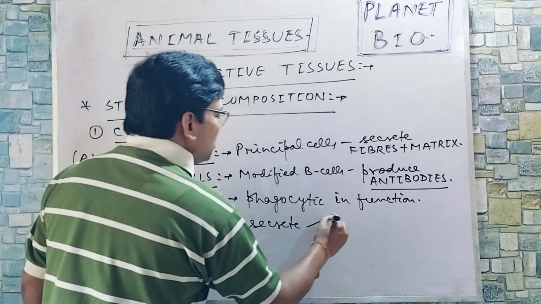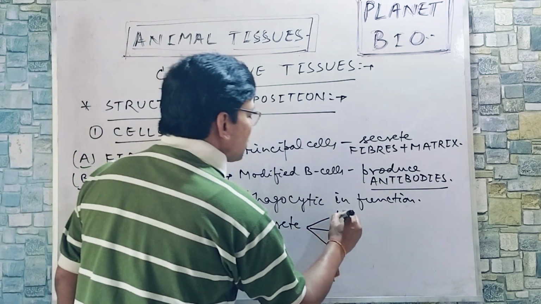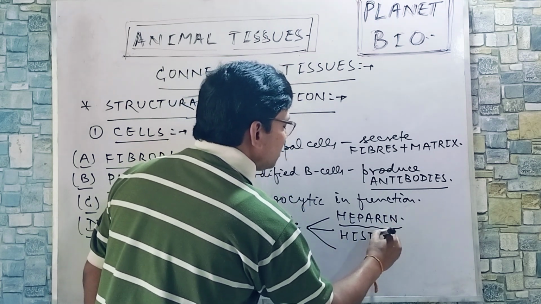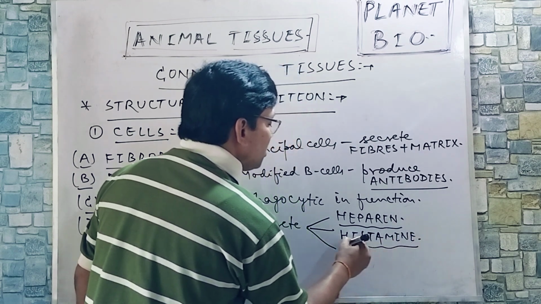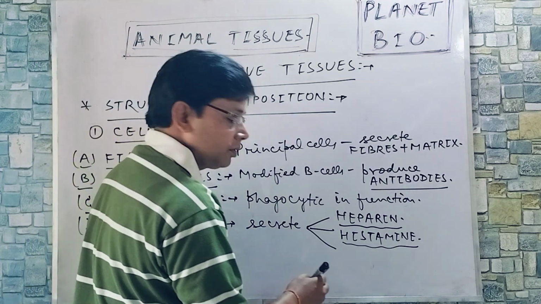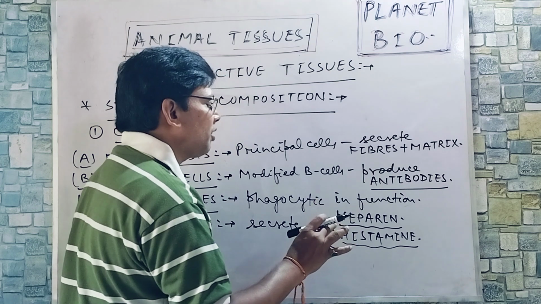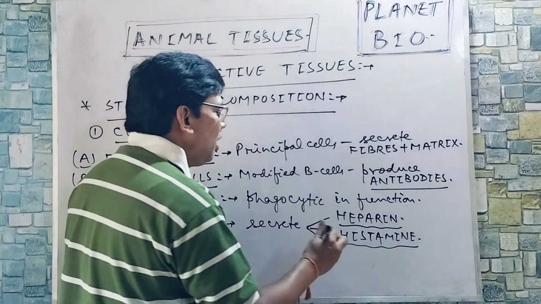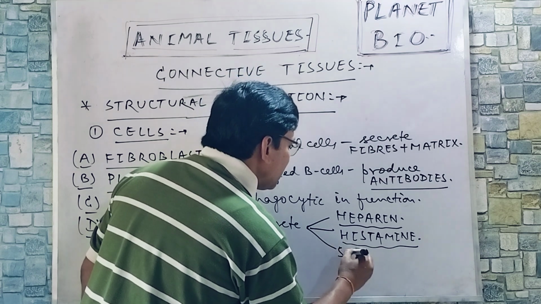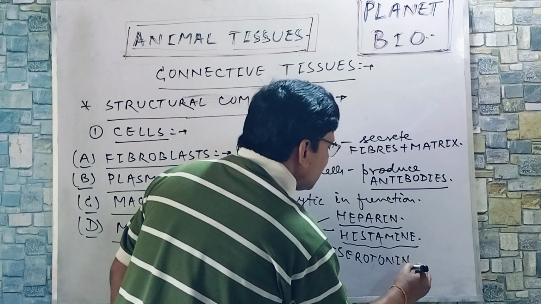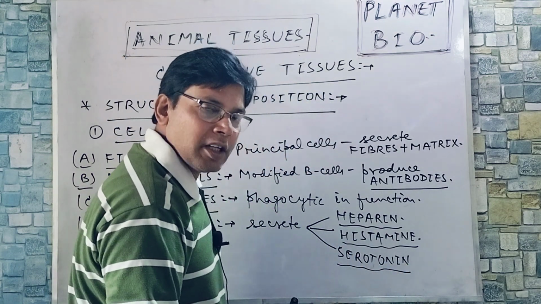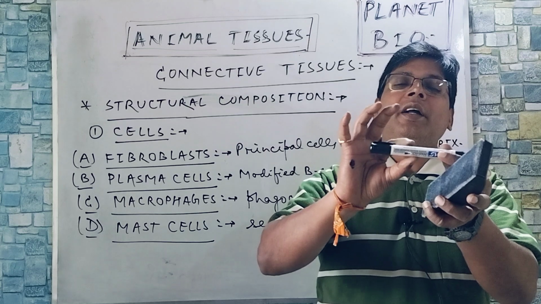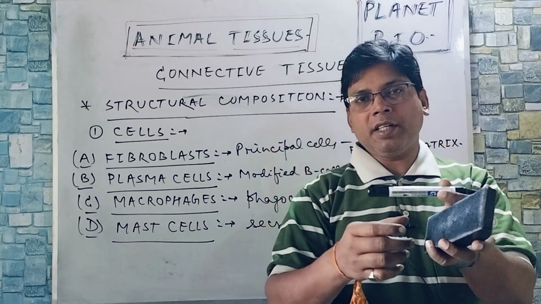secrete three types of substances. First one is heparin, that is an anticoagulant. Then histamine, a vasodilator, that means it dilates the diameter of blood vessels and thus causes a fall in blood pressure. But serotonin is also secreted, and this serotonin acts as a vasopressor or vasoconstrictor, means it constricts the diameter of blood vessels. Suppose this is a blood vessel, the diameter is reduced, so blood pressure gets increased.